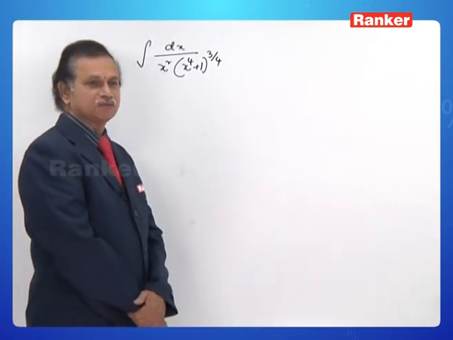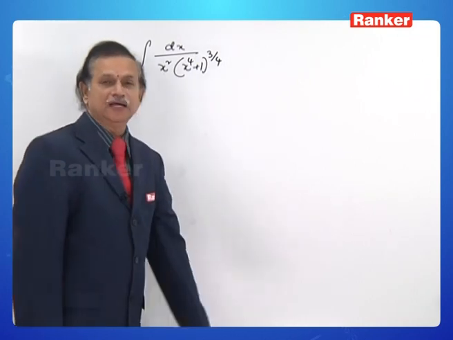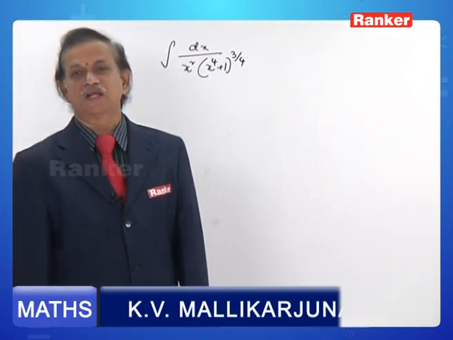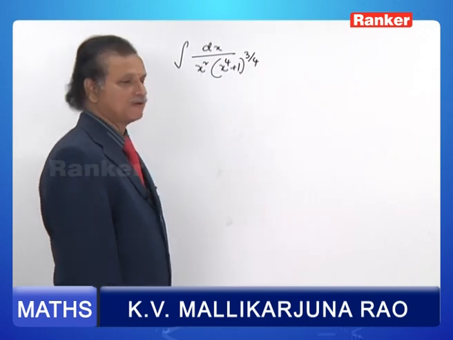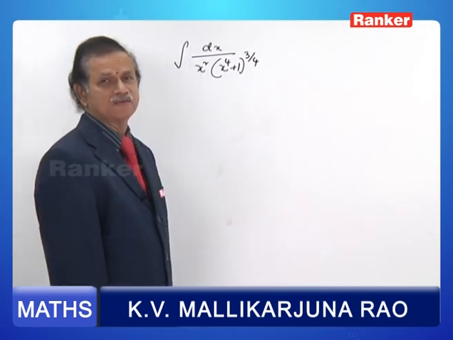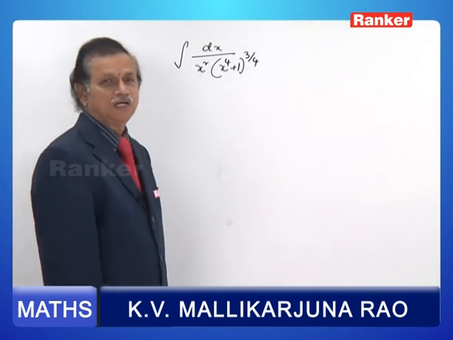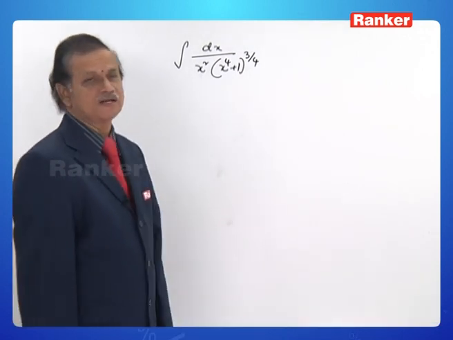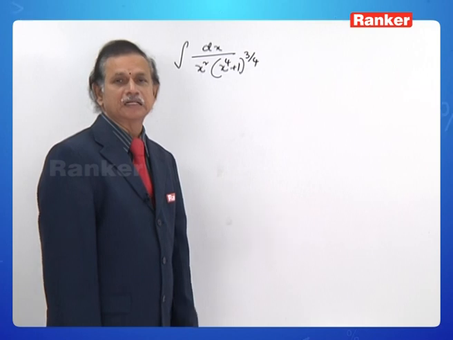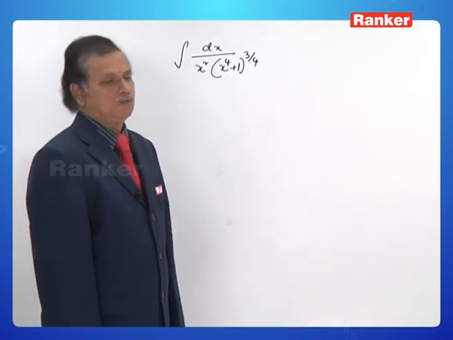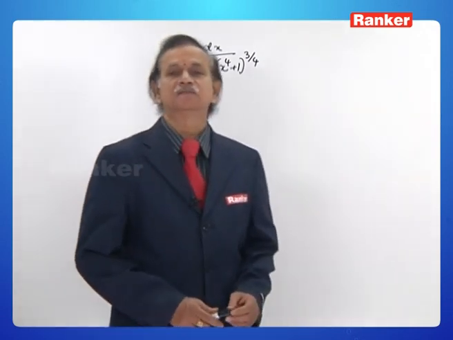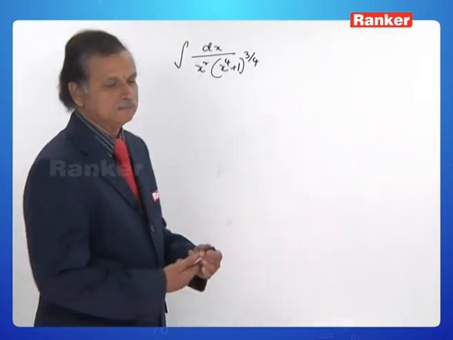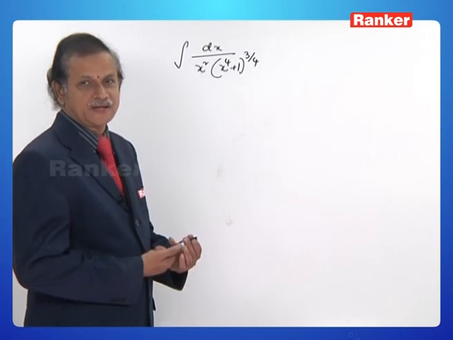Integral of dx by x square into (x square plus 1) whole to the power of 3 by 4. What do you take? If you want to take x power 4 plus 1 as t, 4x cube must be there. It's not available. If you take x square as t, then 2x must be available in the numerator. Even that is not available. What do you do? This is the beauty of the problem. Okay, let us try to make an attempt.